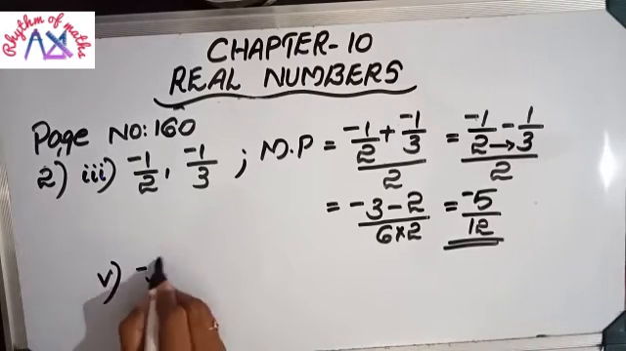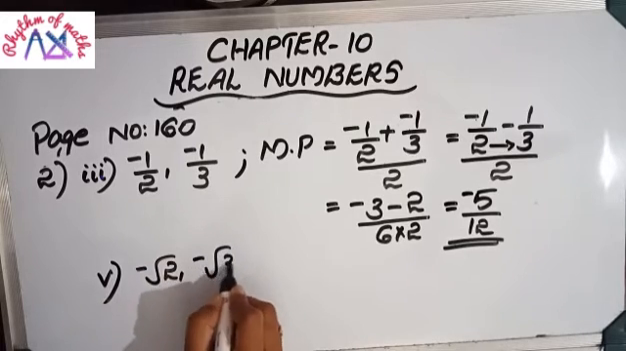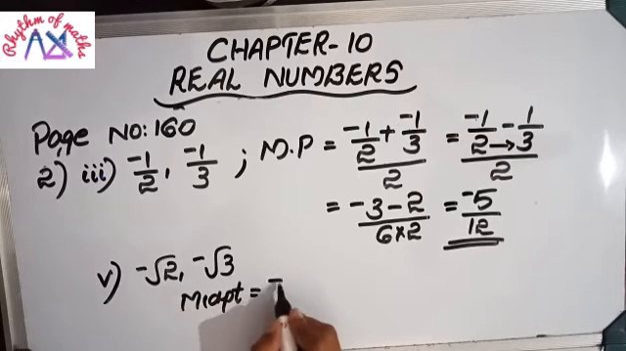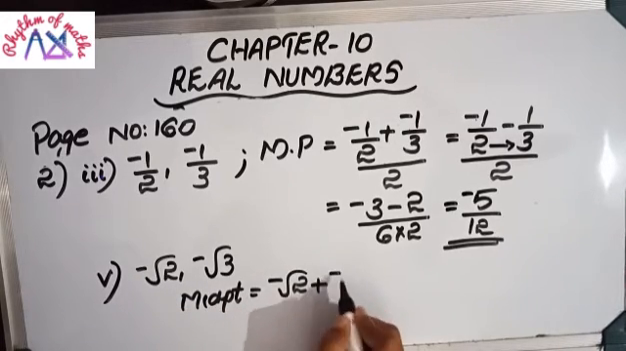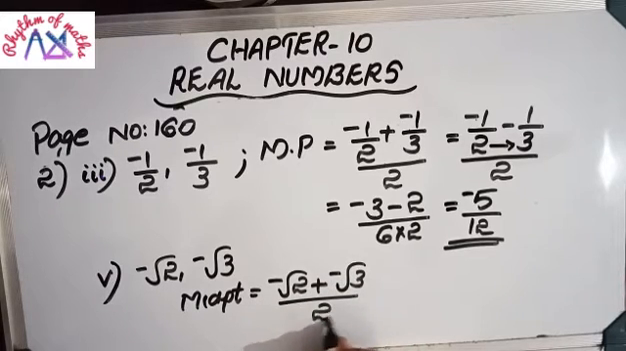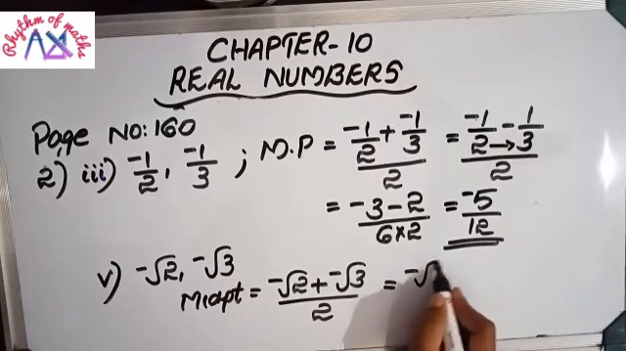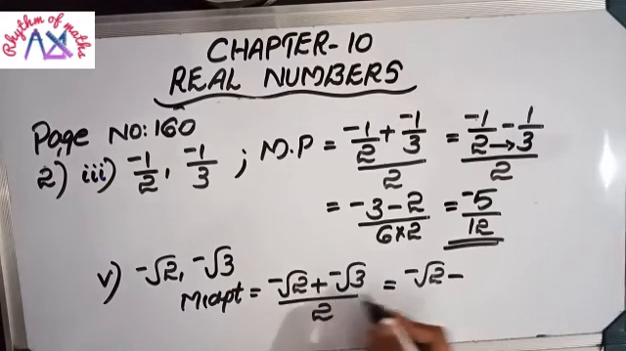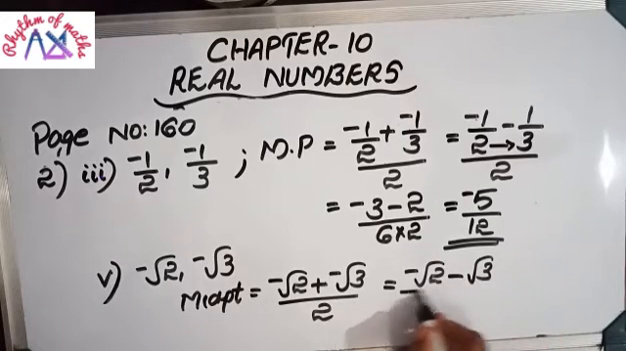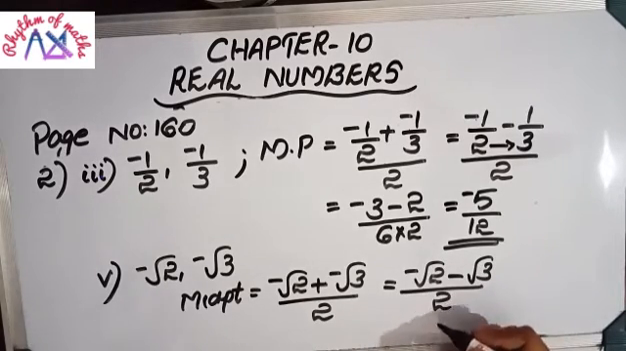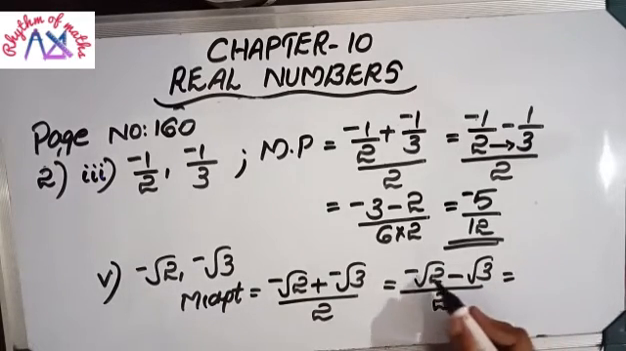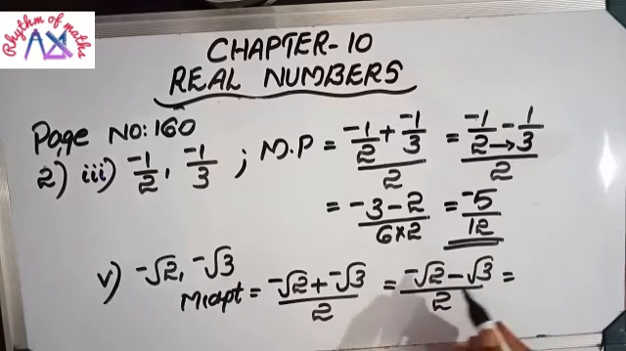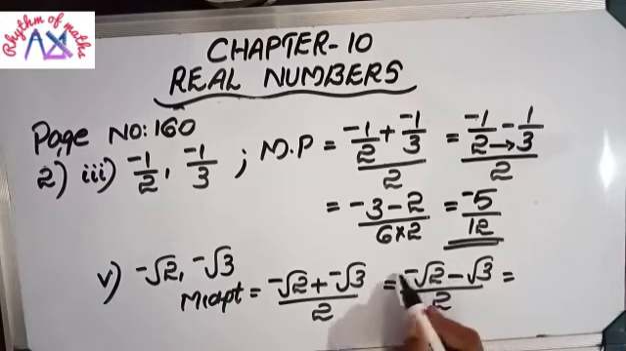The fifth one's numbers are minus root 2 and minus root 3. So midpoint equals the sum of these two numbers, that is minus root 2 plus minus root 3, whole divided by 2. Let's arrange the sign: minus root 2 plus and minus means minus. Positive into negative is negative. Negative root 3, whole divided by 2. This is the answer. If you want, you can rearrange this one by taking this negative sign outside, or here itself you can stop, no issue. If you want to simplify more, take this negative sign outside.